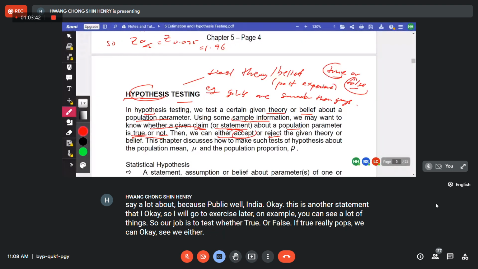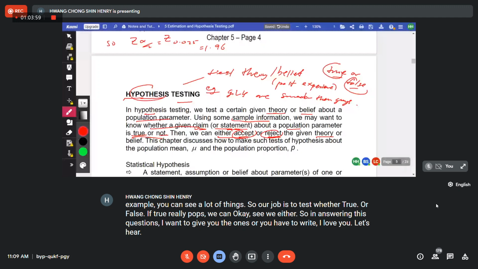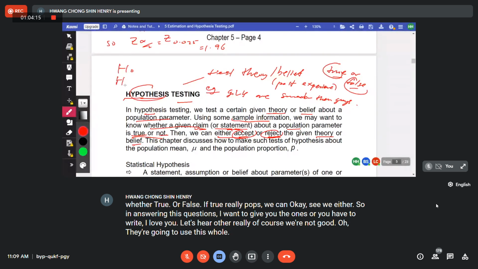Can you highlight this further? So in answering these questions, later when I give you the full answer for example, accept or reject. Then you ask me, accept what? Reject what? The theory or the belief. Of course, we are not going to say, let's say, girls are smarter than guys, then you need to say, I accept this statement. No. You are going to use H0 and H1. Tentatively, you will write this down first.